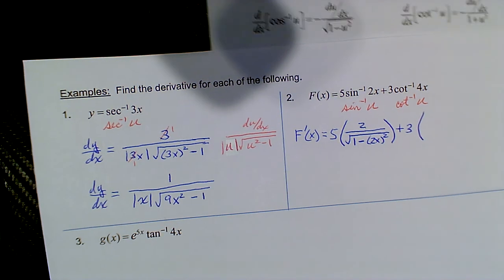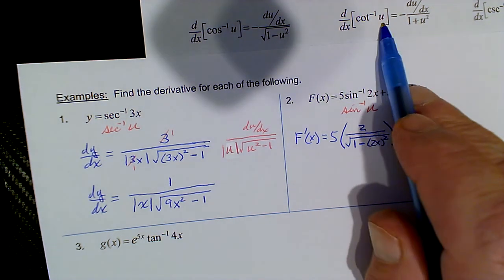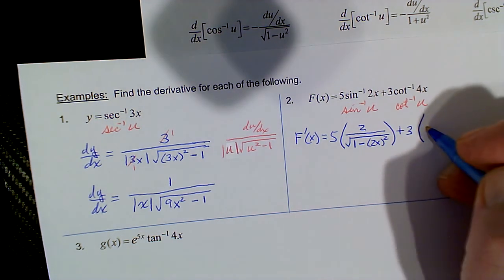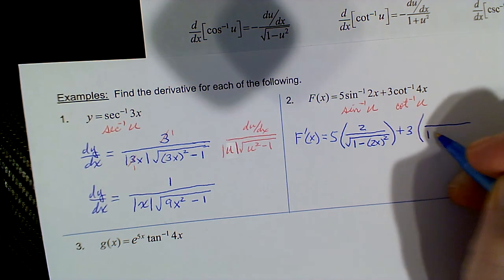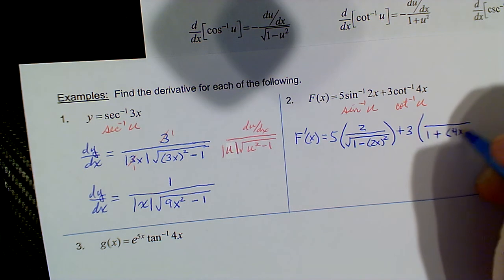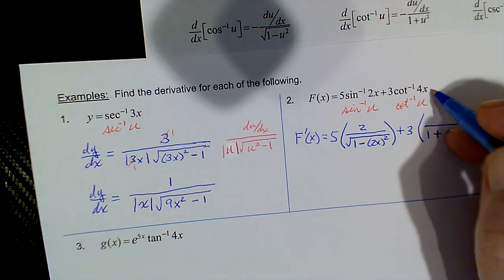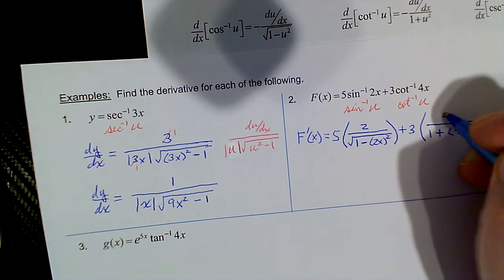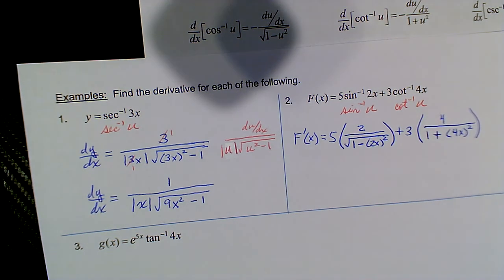Follow the formula. So here it is, the inverse cotangent of u. It's a fraction like all of them are. And in the denominator, no radical for this one. It's just 1 plus u squared, but u in this case is 4x, and that'll have to be squared. And then in the numerator, the derivative of the argument 4x, which is 4. So make sure you're following the formulas.